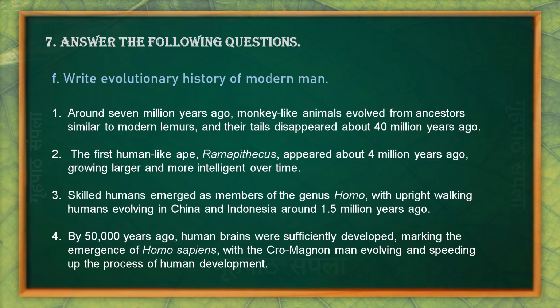3. Skilled humans emerged as members of the genus Homo, with upright walking humans evolving in China and Indonesia around 1.5 million years ago. 4. By 50,000 years ago, human brains were sufficiently developed, marking the emergence of Homo sapiens, with the Cro-Magnon man evolving and speeding up the process of human development.